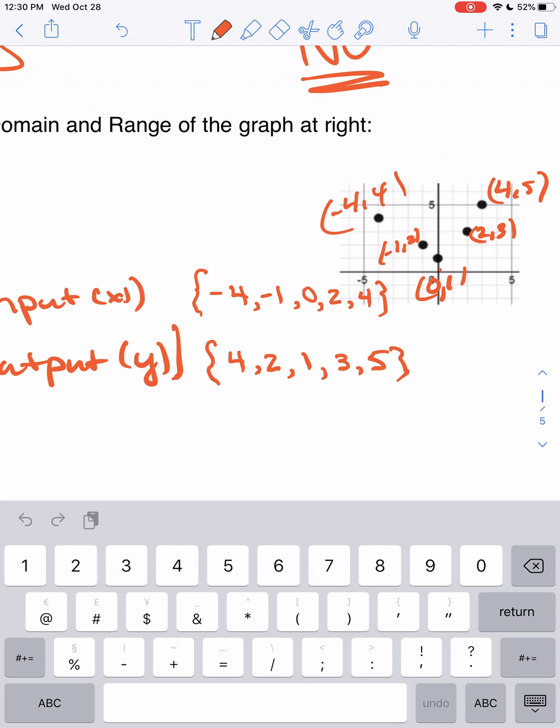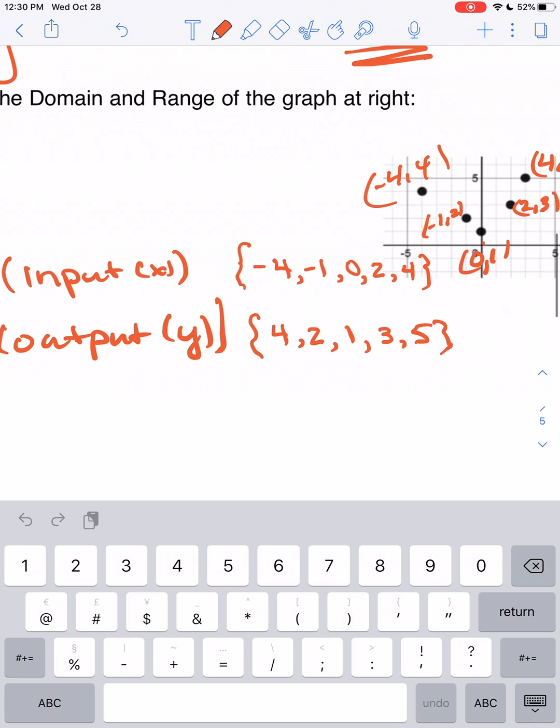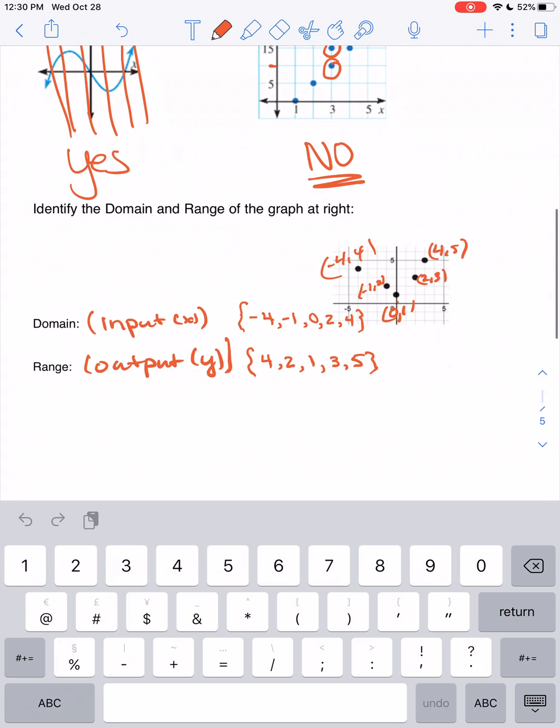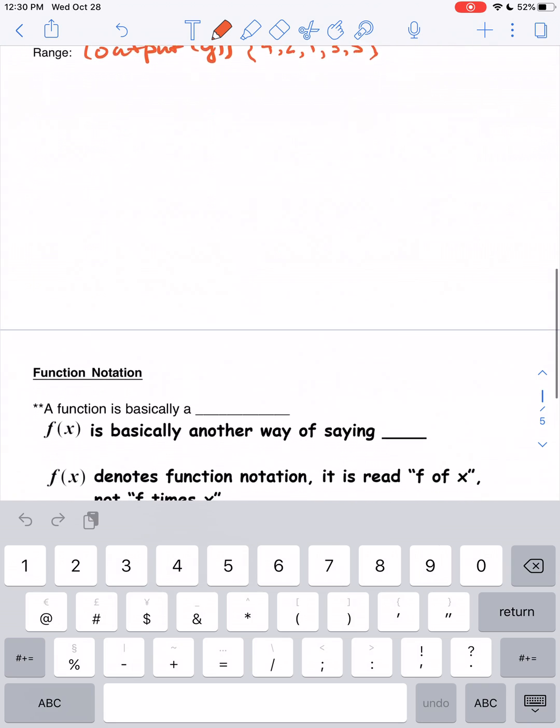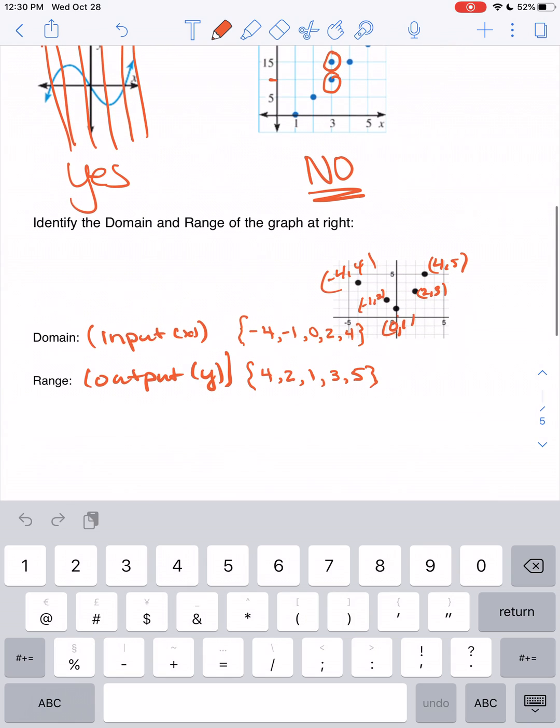When they ask you for a domain, you list your input or your x's. When they ask you for your range, you list your output or your y's. Okay, I think we're going to stop there. Let's try some practice problems.